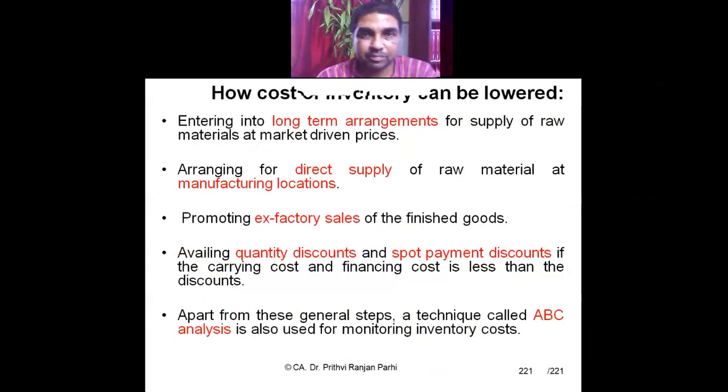Okay, how can inventory cost be lowered? Several options are available. You may enter into some long-term arrangements with the supplier. You can enter into an agreement on a long-term basis so that you can have some discount that will reduce your inventory cost. Arranging direct supply at the manufacturing locations, that means you don't have to store; they'll be supplying at the factory locations. Promoting ex-factory sales so that you don't have to keep finished goods also. From the factory gate it will be sold, so you don't have to keep a godown for finished goods.